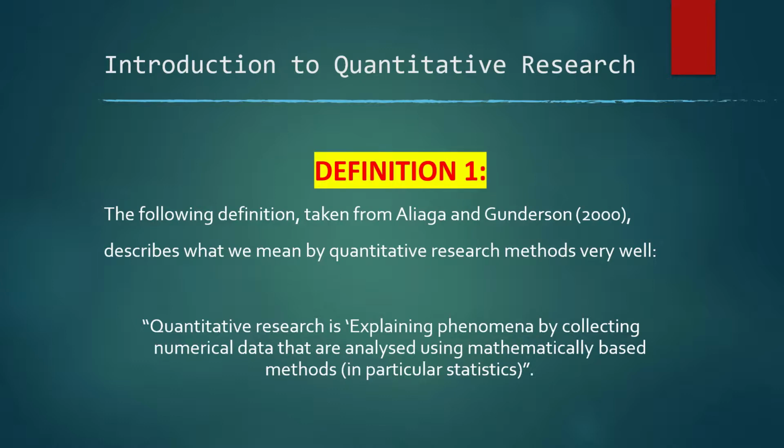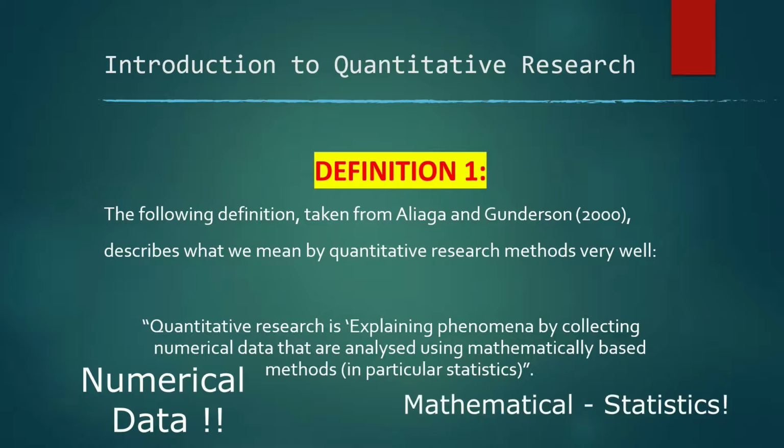So some definitions. I'm going to give two definitions that you want to review and make sure you can grasp. The first definition is quantitative research. Quantitative research or analysis is explaining phenomena by collecting numerical data that are analyzed using mathematically based methods. Pay close attention to these words: numerical data and statistics. All right? We should pay close attention to these two here: numerical data and statistics.